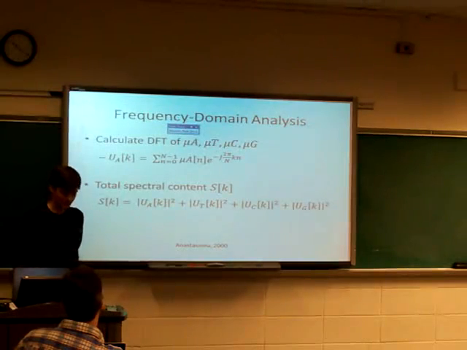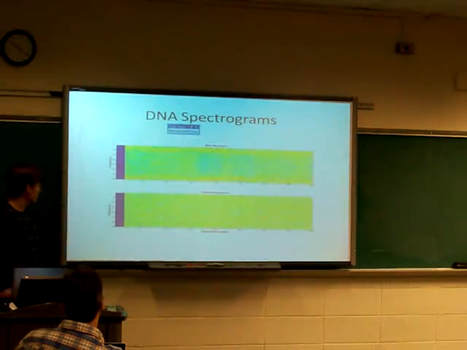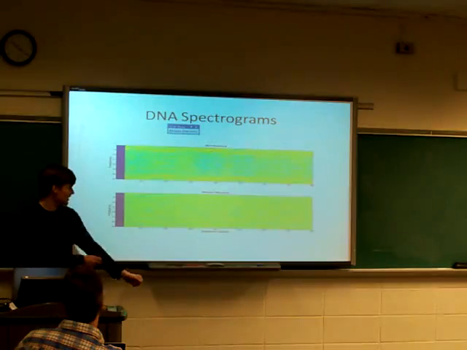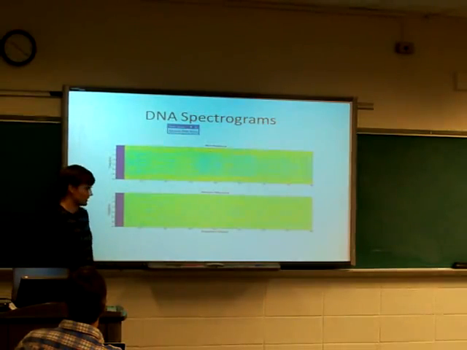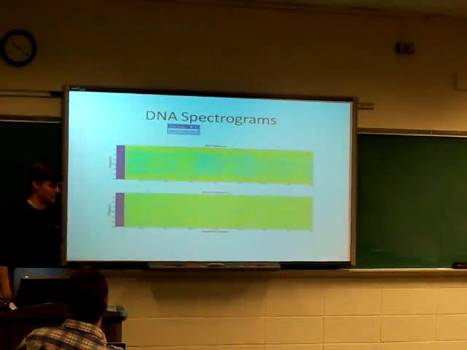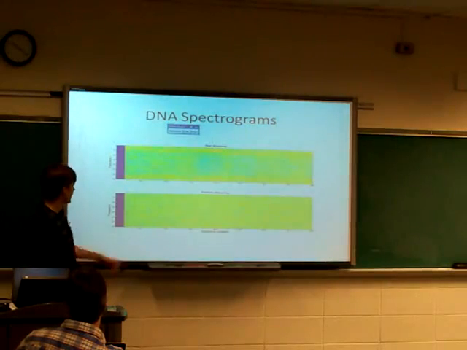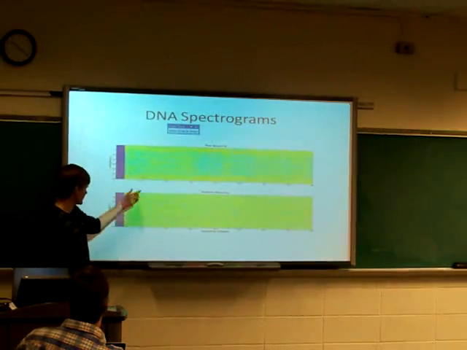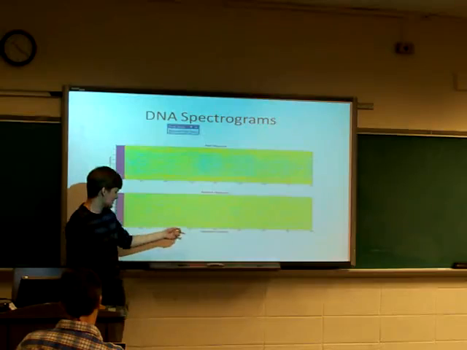We can calculate a DFT of some length. I use 351 and look at a spectrogram of the sequence. On the y-axis here, this is the frequency k again. Each frequency k corresponds to a period of N over k within the sequence. We're looking at the power as color, and this x-axis here is the sequence location.